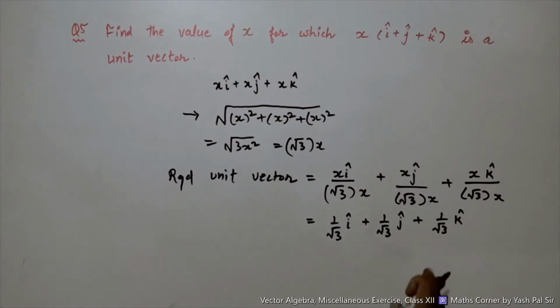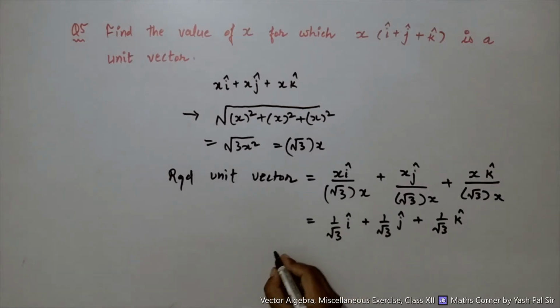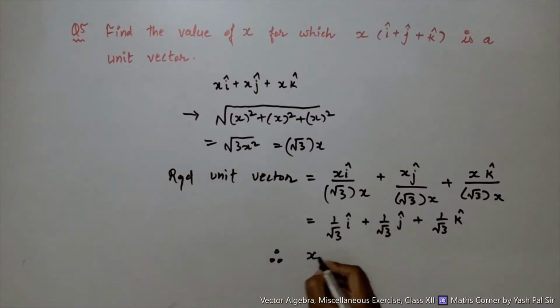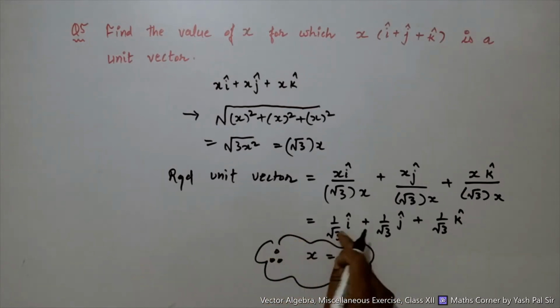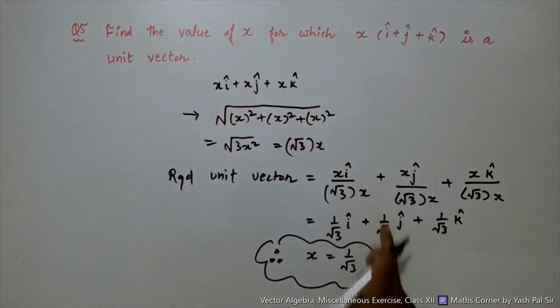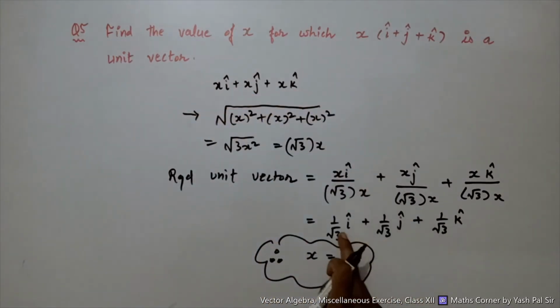So this is the required unit vector, that is, so the value of x is equal to 1 upon square root 3, because x into i, x into j, x into k, so 1 upon square root 3 is the value of x.